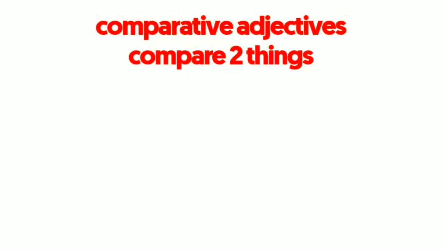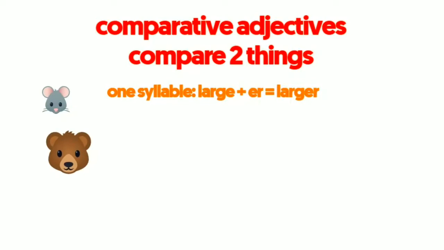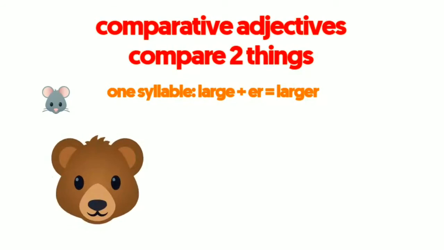Take a look at the first page. Comparative adjectives compare only two things. For our purposes, let's compare a mouse and a bear. If you are using a one-syllable adjective when talking about these two things, let's say large, all you have to do is add an ER to the end to make larger. Notice how you don't have to double the E. Larger. The bear is much larger than the mouse.